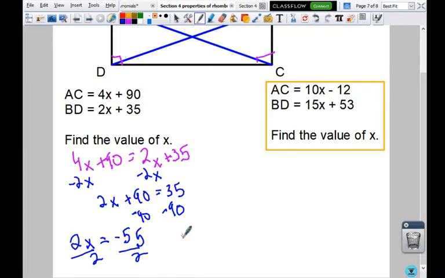Not bad. So we gotta divide by 2 on both sides. And we're going to get x equals, let's see, negative 27.5.